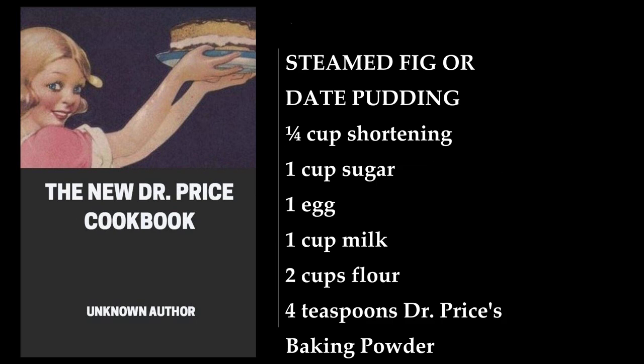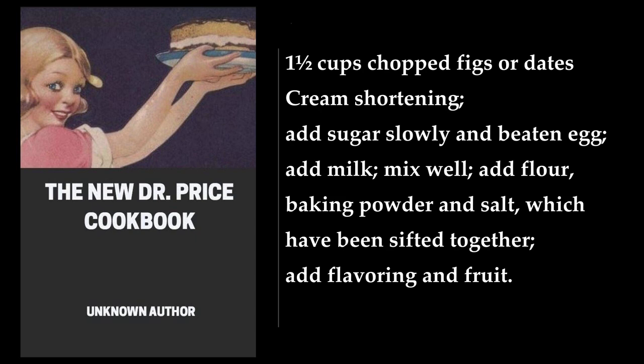Steamed fig or date pudding. 1/4 cup shortening. 1 cup sugar. 1 egg. 1 cup milk. 2 cups flour. 4 teaspoons dry Price's baking powder. 1/8 teaspoon salt. 1/2 teaspoon vanilla or lemon extract. 1 1/2 cups chopped figs or dates.